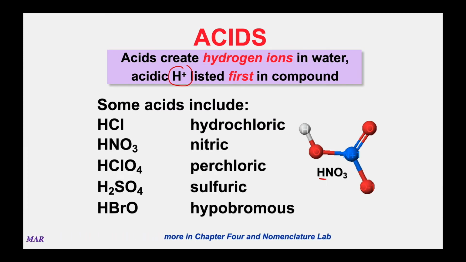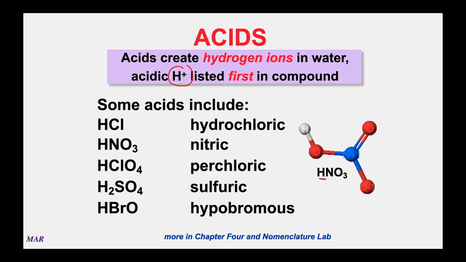HCl, hydrochloric acid. HNO3, we saw earlier, nitric acid. HClO4, perchloric acid. H2SO4, you may have heard of, sulfuric acid, and there's a whole bunch of other ones. So, for example, HBrO, hypobromous acid.